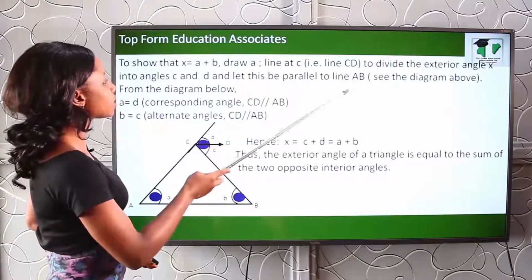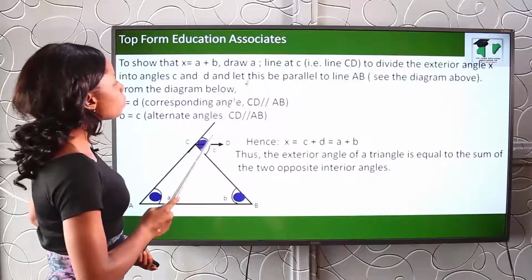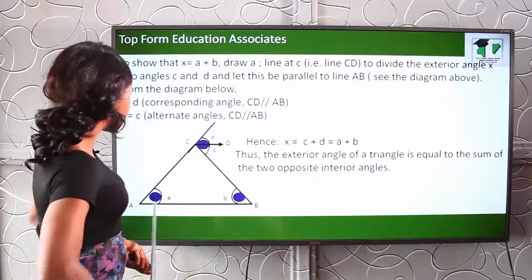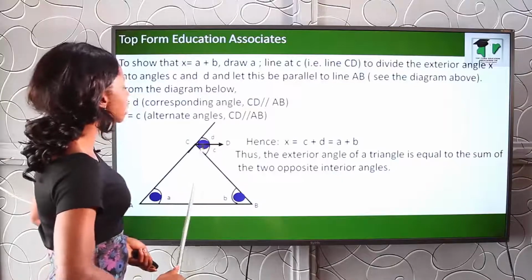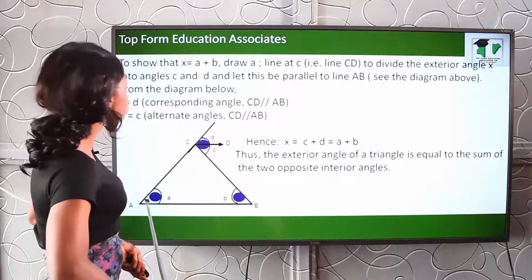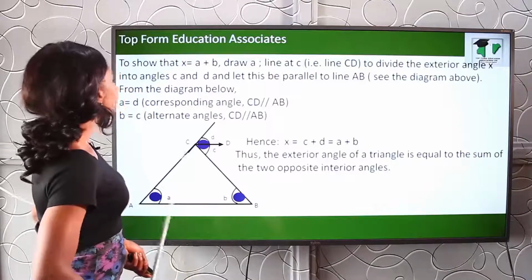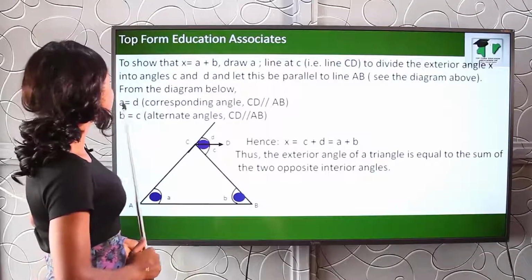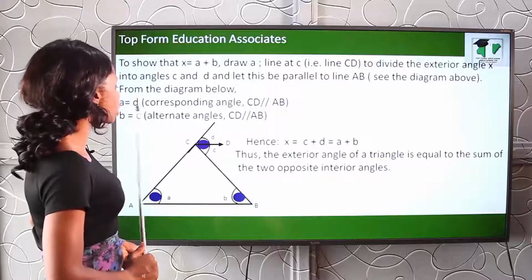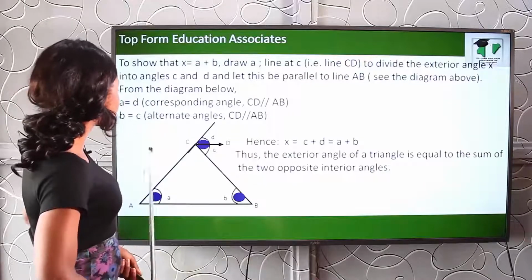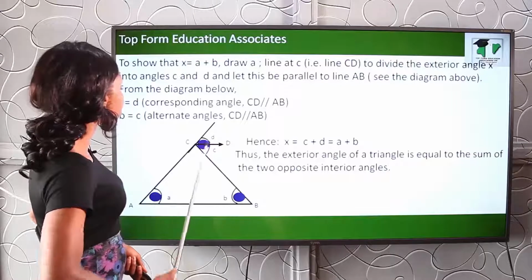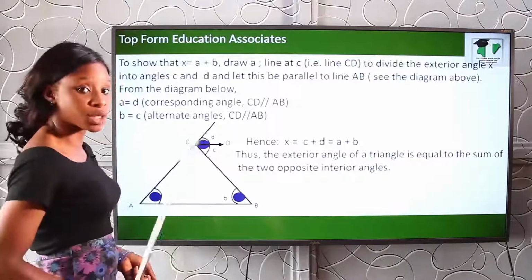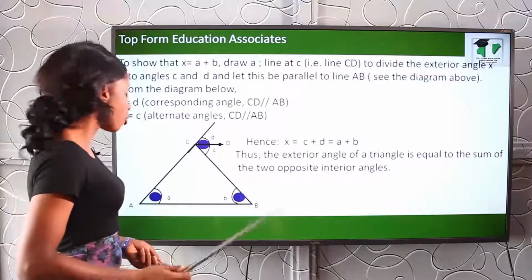Now, when you do that, the line is going to be parallel to line A and B. This is A and B. Of course, this line CD is parallel to A and B. Now, from this diagram, we can see that A and D are corresponding angles. Where is our A? This is our A, and this is our D. Remember, we said corresponding angles are equal from previous lessons.